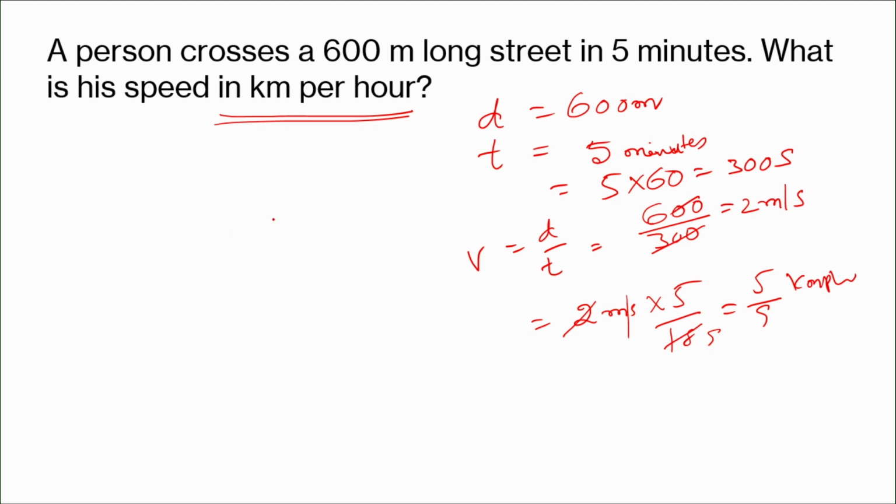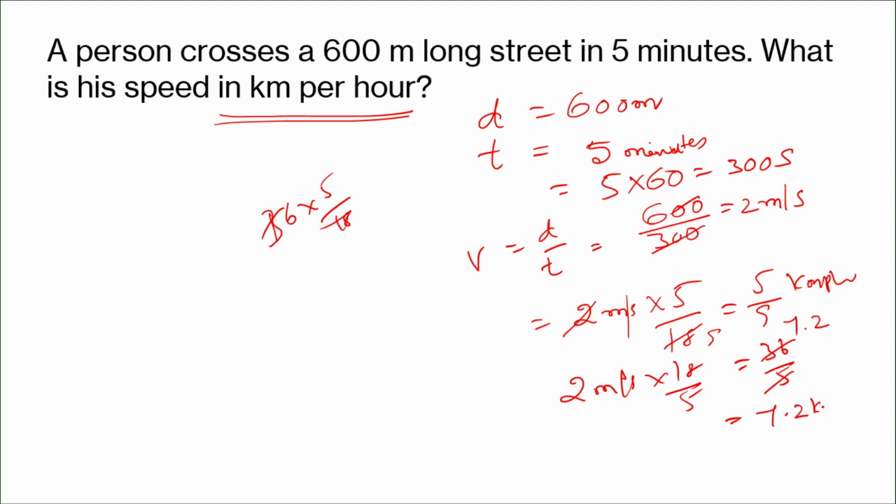So for kilometer per hour, it is multiplied by 18 by 5, correct? Now to change kilometer per hour to meter per second, you have to multiply by 5 by 18. So 2 meter per second as 36 by 5. 5 ones are 5, 5 sevens are 35, means 7.2 kmph. This is the answer. Clear?